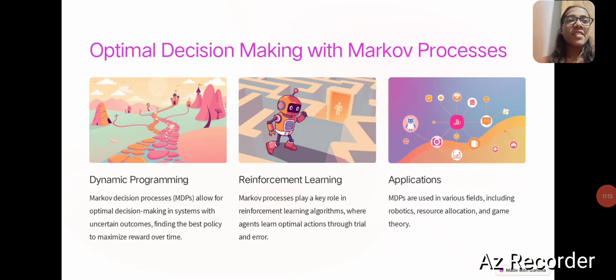Optimal decision making with Markov processes. Dynamic programming. Markov decision processes, MDPs, allow for optimal decision making in systems with uncertain outcomes, finding the best policy to maximize reward over time. Next one is reinforcement learning. Markov processes play a key role in reinforcement learning algorithms, where agents learn optimal actions through trial and error. Applications. MDPs are used in various fields including robotics, resource allocation, and game theory.